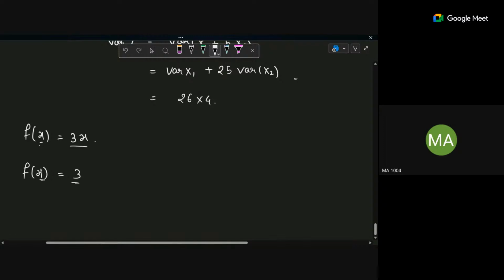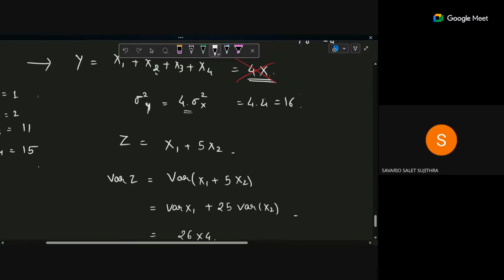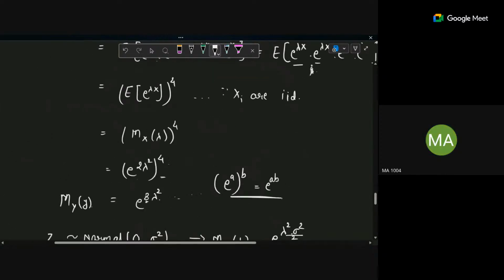Because this is a function of x, which is constant here, or let's say 3y. Even if I put 3y and change x, the function will remain 3y as it is, right? Why? Because it is not including the term x. So it will not affect. The values of x will not affect f of x unless you change your y. Same thing in the moment generating function in this particular one. Yes, ma'am, understood.